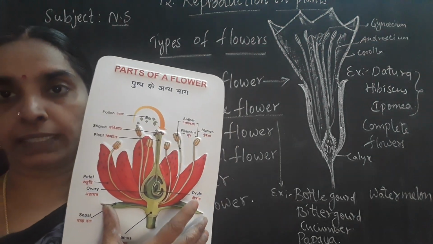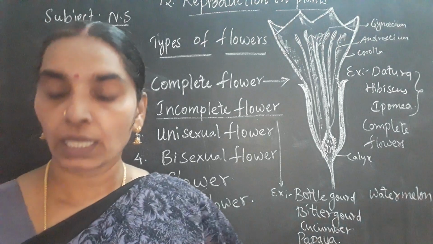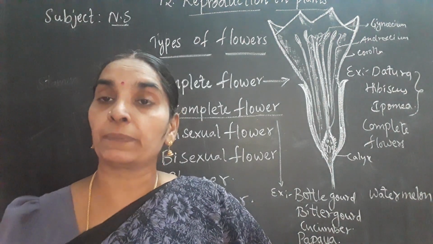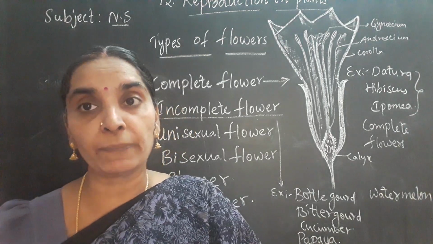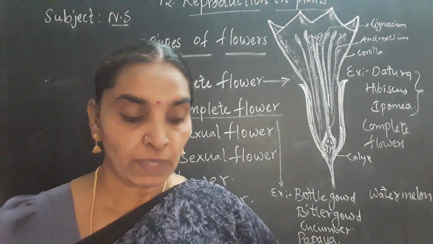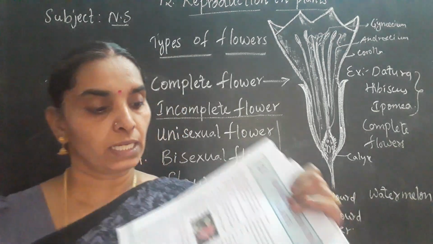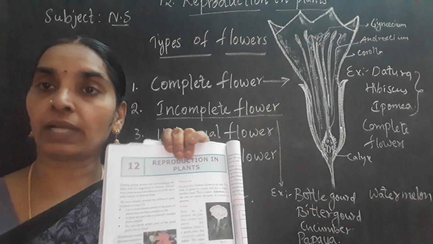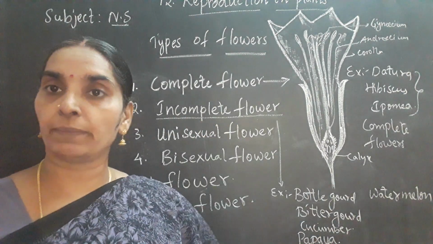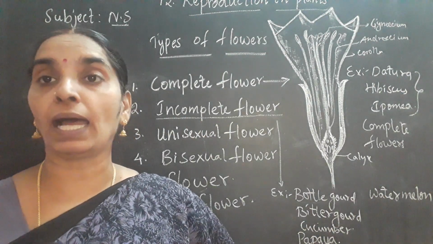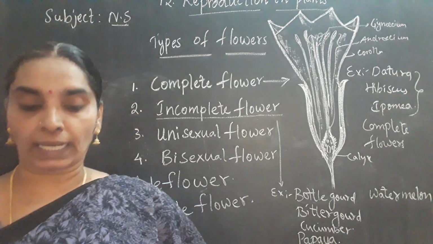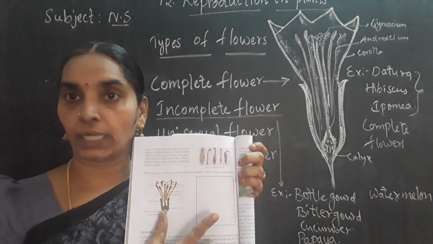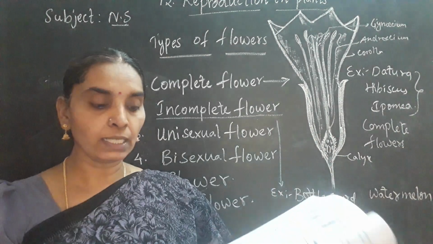Okay, children, see here. Like this, you can observe different flowers in your locality, and observe the number of stamens and the number of pistils present in each flower. Through observation, you can write. Try to write the number of stamens present in a datura and hibiscus flower. That is your activity for today, and draw the diagram of datura in your notebook neatly.